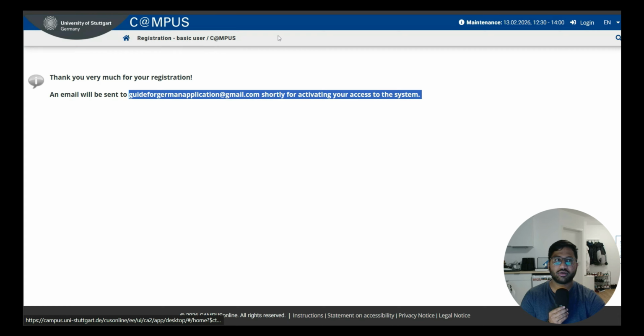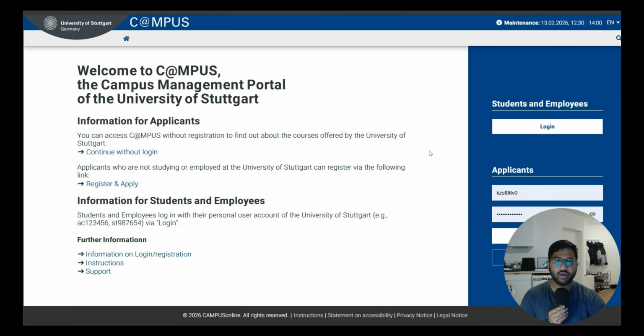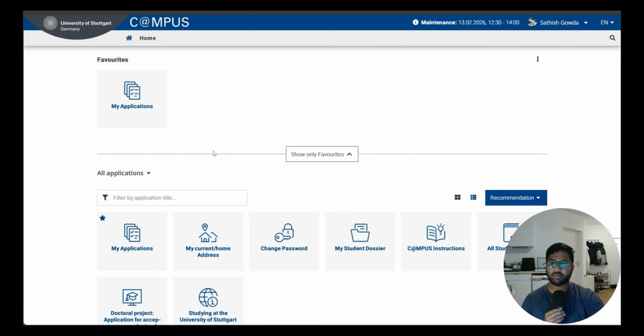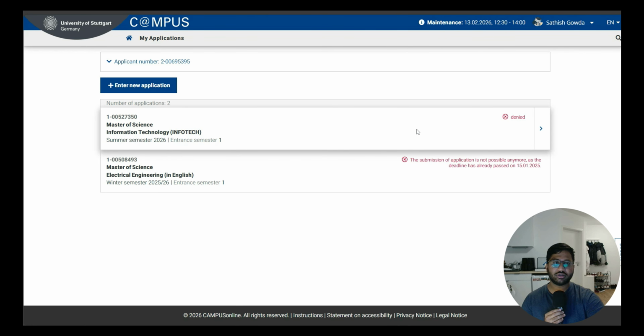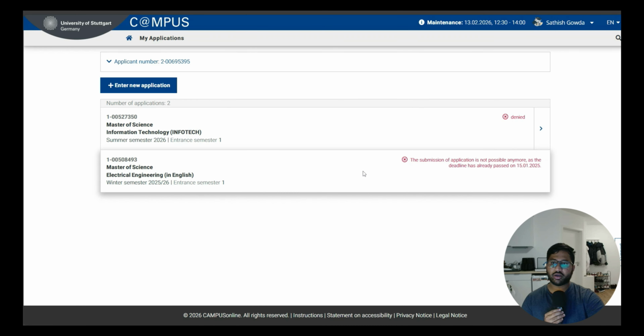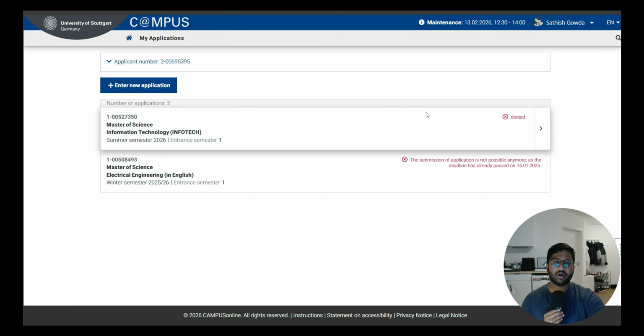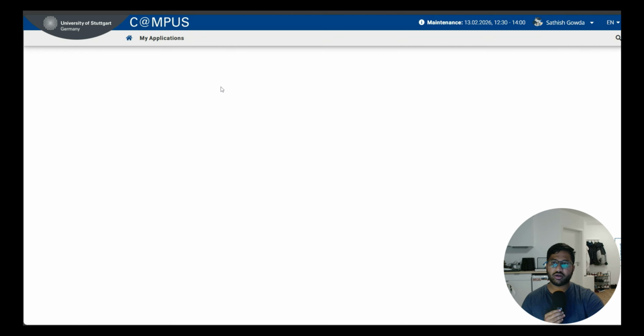Then we click on campus or click on login, and here you can see we already have our application details of username and password. In the previous videos we usually had a new one, so this one I have created with the username and password. So we go there and click on my application. In my application you can see we have applied for infotech and electrical engineering. We showed you how to apply, and that's the reason we will click on enter new application.